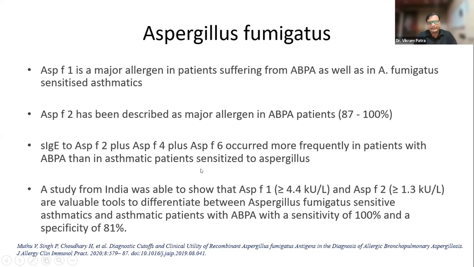So till now, only the molecules were studied, but in this Indian study, the cutoffs were set. A study from India was able to show that F1 more than 4.4 and F2 more than 1.3 are valuable tools to differentiate between ABPA and ASA, with a sensitivity of 100% and specificity of 81%.